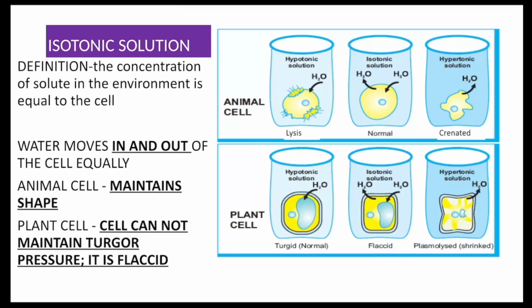And then isotonic just means you have the same amount on the inside and the outside. So the cell will just maintain its shape because water will move in and water will move out at the same rate.